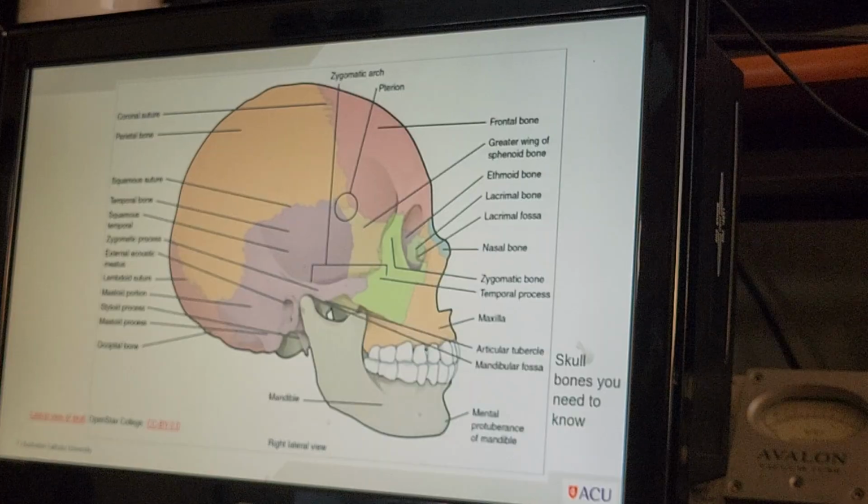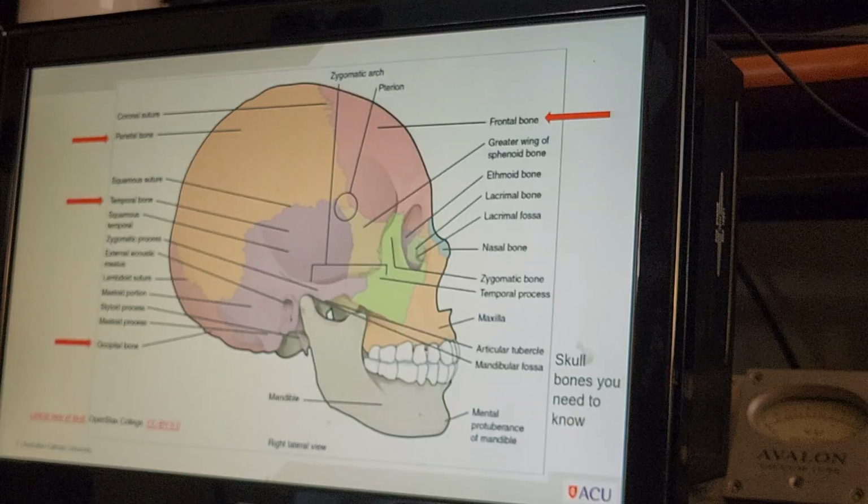So the skull bones you will need to know out of all of these ones. Don't panic, you don't need to know all of them, but you will need to know the frontal bone, the parietal bone, the temporal bone, and the occipital bone. And as you've done the nervous system, you understand that these bones are named for the lobe of the brain that they are protecting or that they are sitting above. So the other two bones in the skull that you should know are the two jaw bones, the mandible or lower jaw, and the maxilla or the upper jaw.